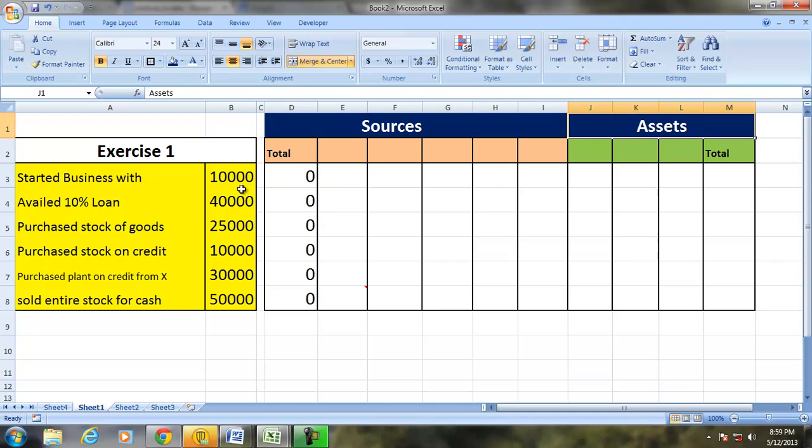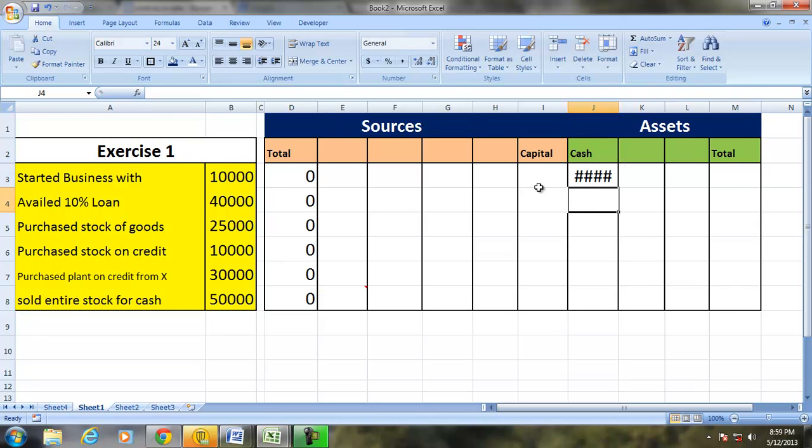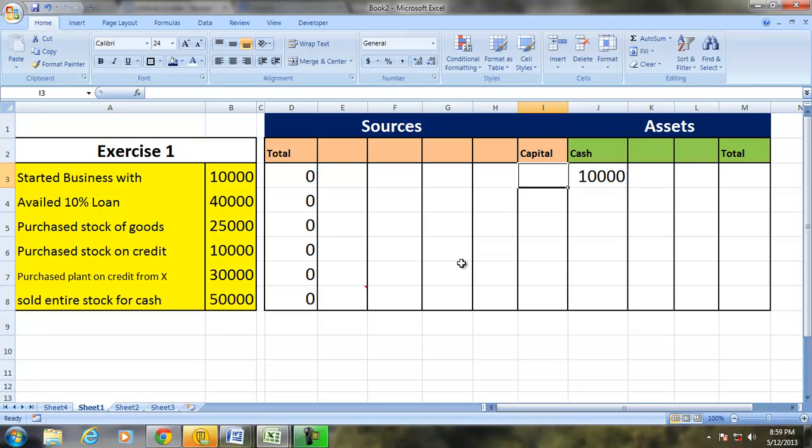So, started business with cash 10,000. So capital and cash: the business has cash of 10,000, supported by the corresponding source, and the source here is capital. Capital is equal to cash.